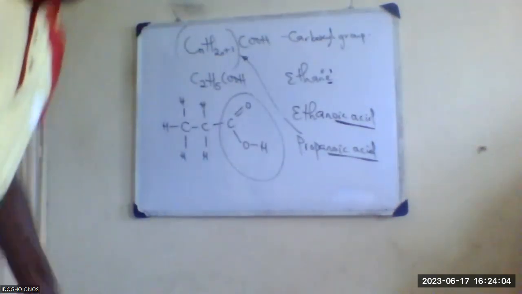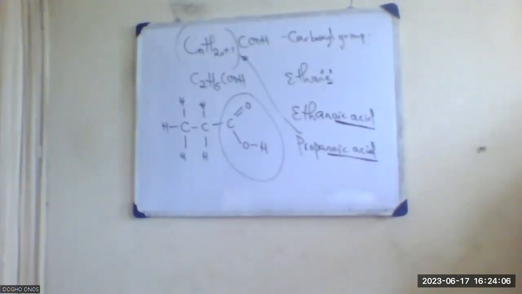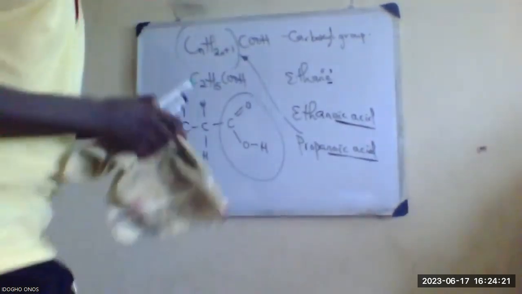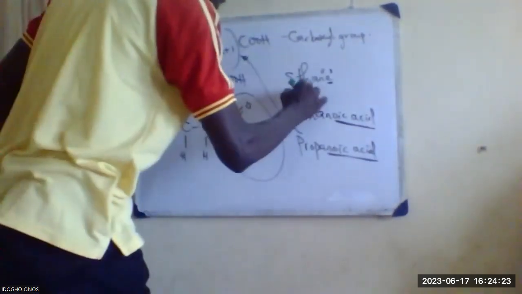Any question? No, no question. So you mean, if you have to write it, is ethanoic acid the first member? Yes, the first member of the carboxylic group is not ethanoic acid, but methanoic acid.